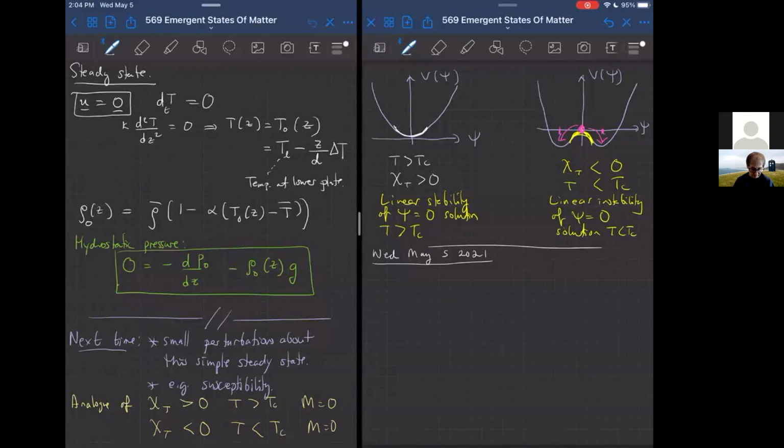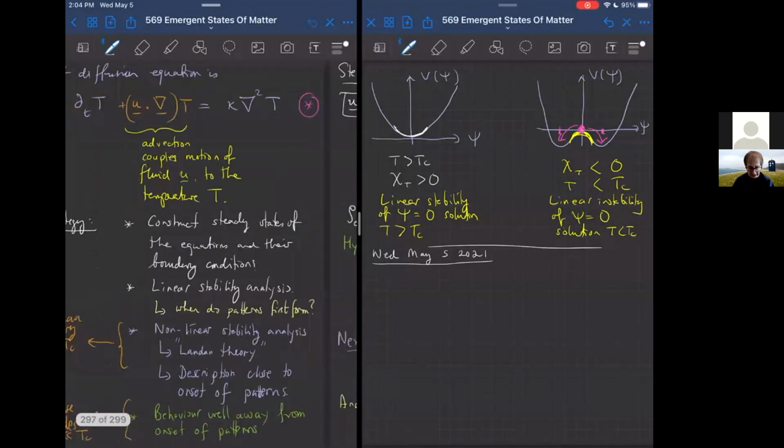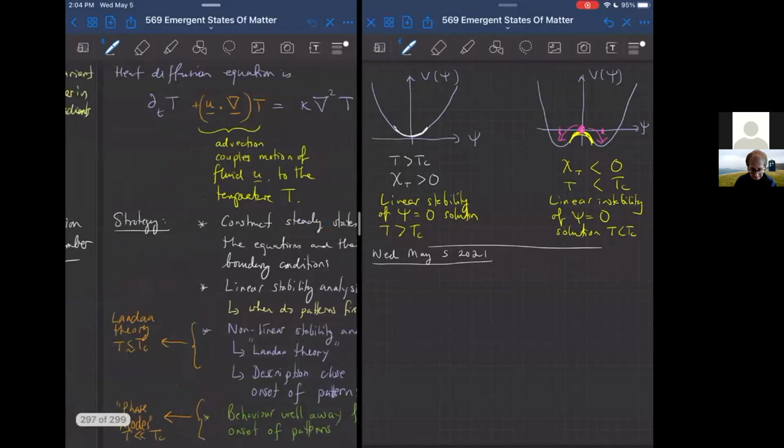Okay, so what we're looking at now is the instability of the steady state. So let's get started with that.